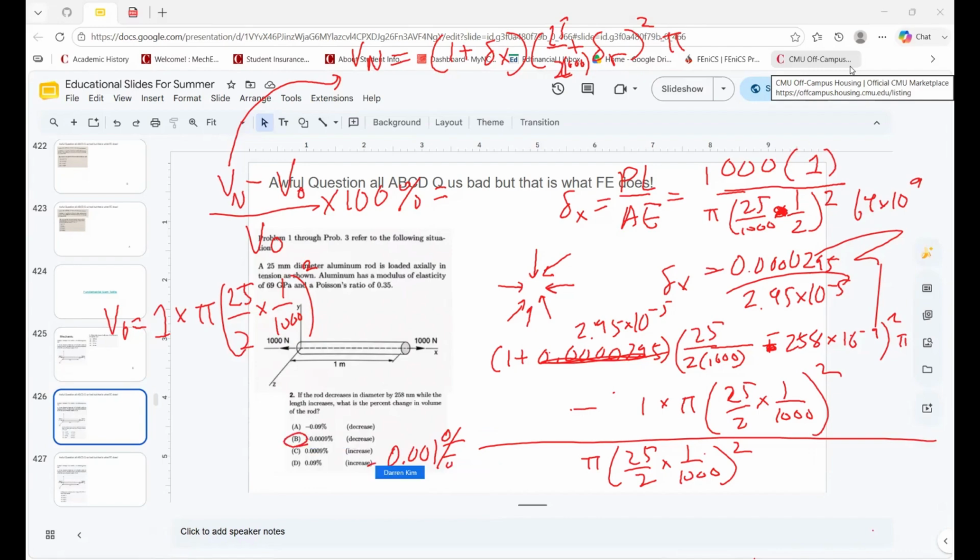I didn't realize it was B because I wasn't getting 0.0009, but apparently it was a rounding issue because of how small these numbers are. There's bound to be rounding issues. I was getting like 0.00001, and I was like, what's going on? And then multiply by 100 and I get 0.001, and I was like, that's not right.